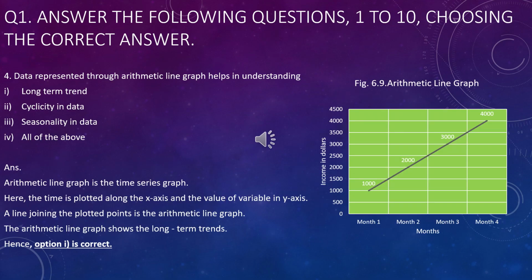We have the next question, number 4, which is: data represented through arithmetic line graph helps in understanding. The options are long-term trend, cyclicity in data, seasonality in data, all of the above. For this, we will have to understand what an arithmetic line graph is first. Arithmetic line graph is the time series graph. Here, time is plotted along the x-axis and the values of the variables on the y-axis. A line joining the plotted points is the arithmetic line graph. The arithmetic line graph shows the long-term trend. So option 1 is the correct answer, which is long-term trend.